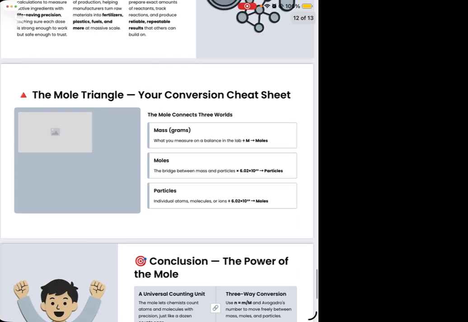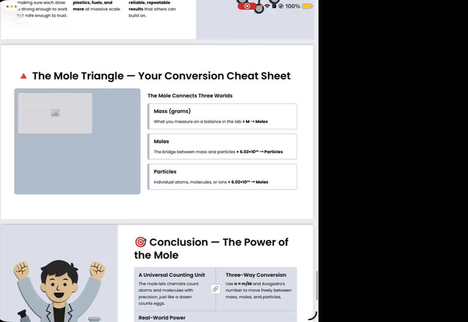The mole triangle. The mole connects 3 things: mass, moles, and particles. We divide by molar mass to get moles and multiply by Avogadro's number to get particles.